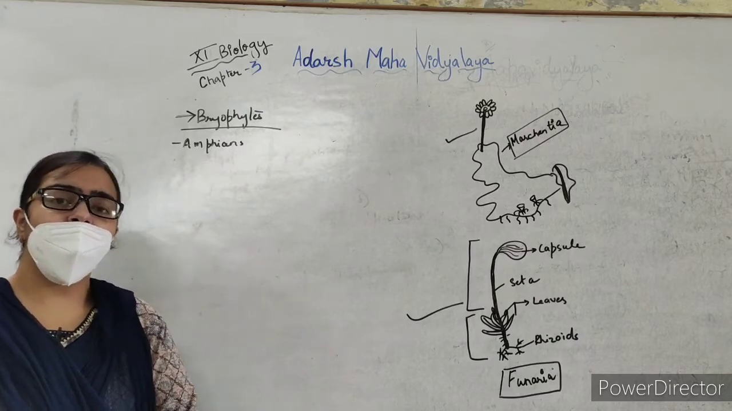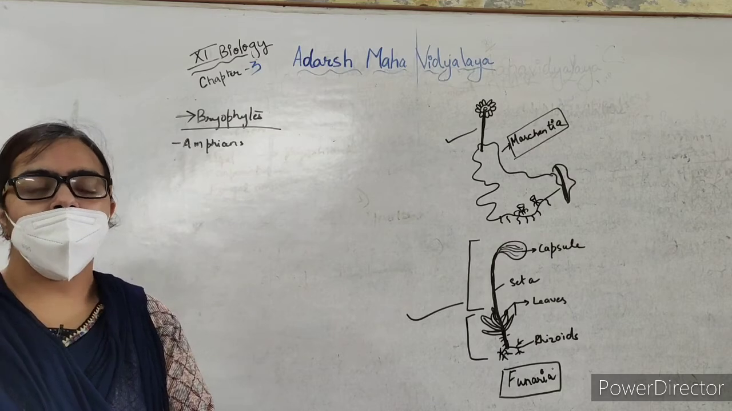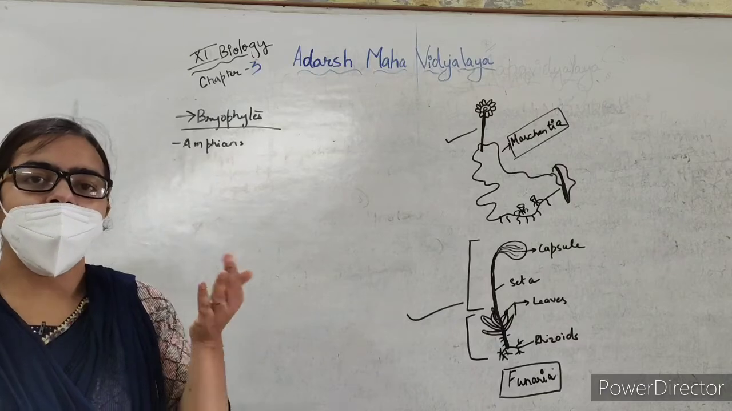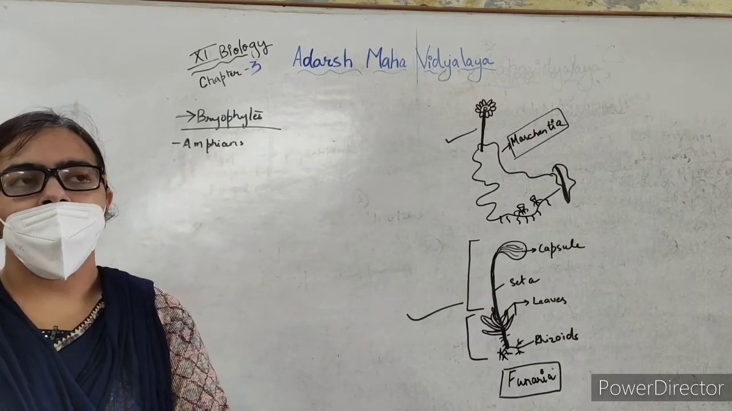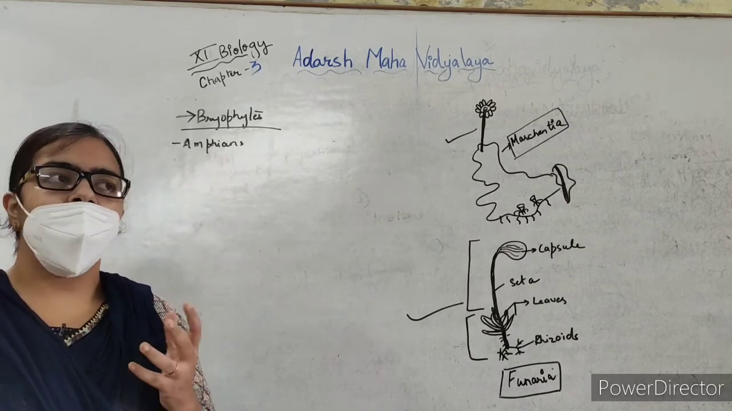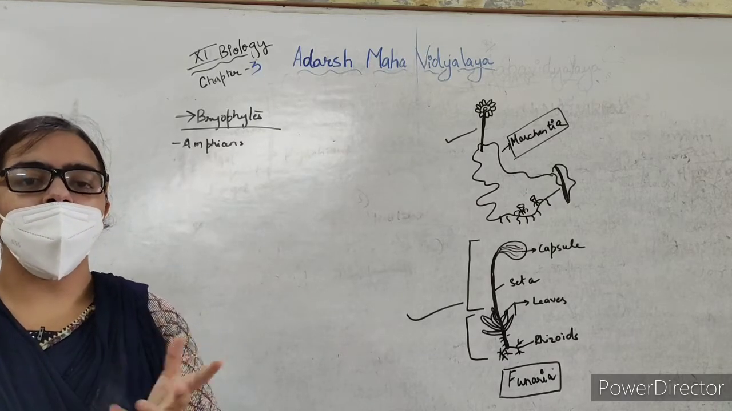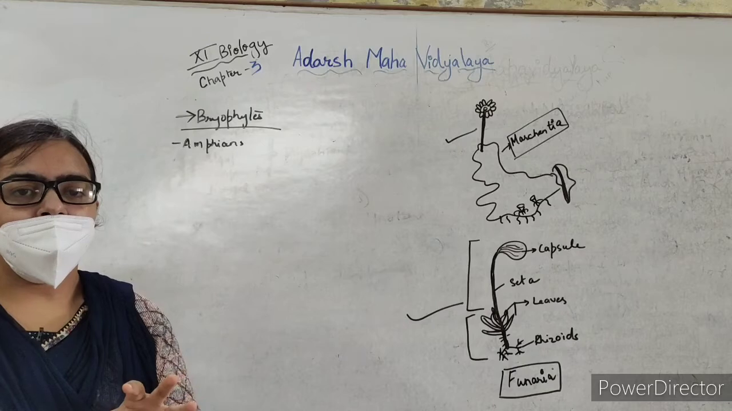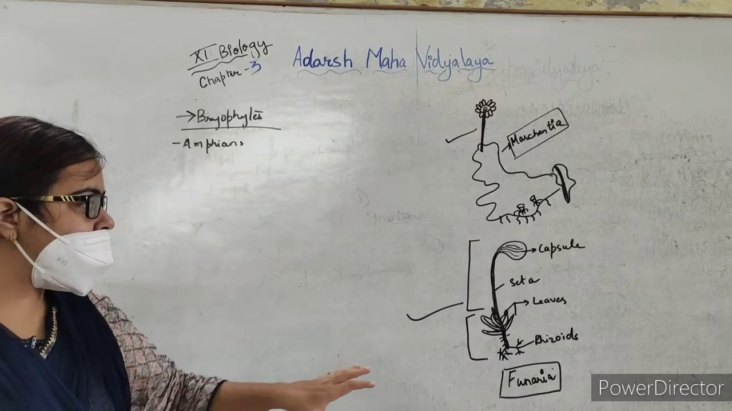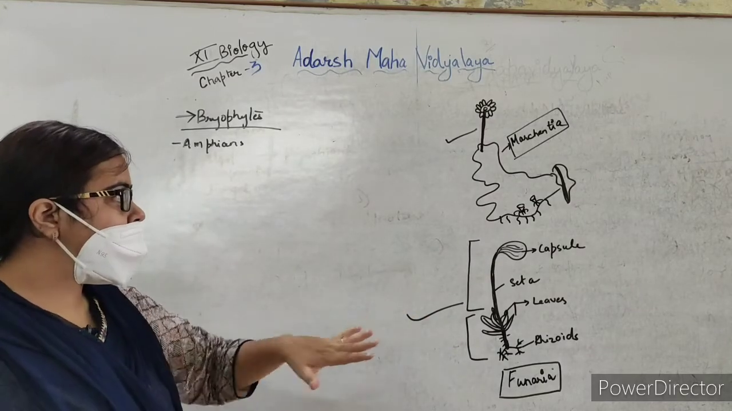Now, the plant body is not properly differentiated, but it is differentiated to a certain extent as compared to the algae. You will see thallus-like and leaf-like structures, but they will not be true leaves, true roots or true stem. The thallus-like structure can be erect, as you can see here, or it can be prostrate.